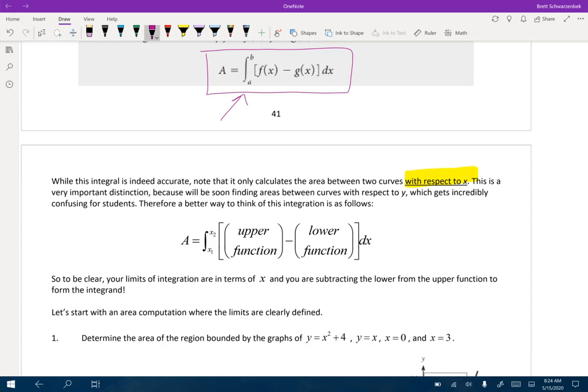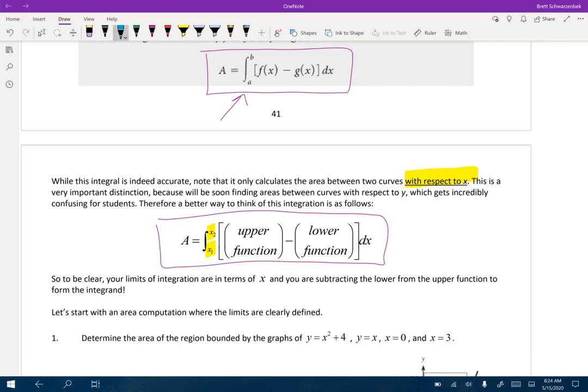So instead of thinking of it in terms of a formula with f and g, instead think of it this way. You're going to be taking the area from some value of x to another value of x, where you're going to take the upper function and you're going to subtract the lower function.